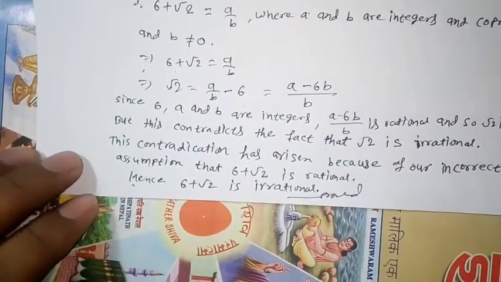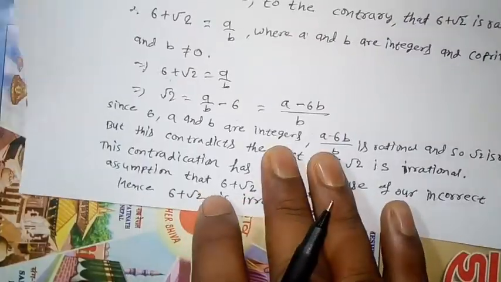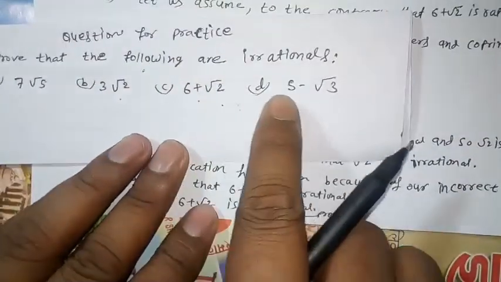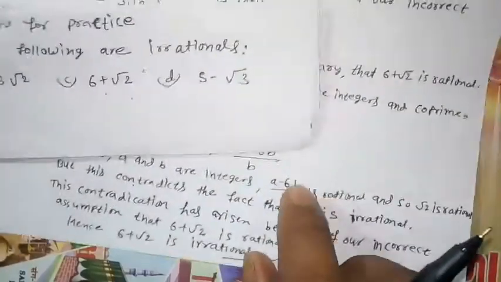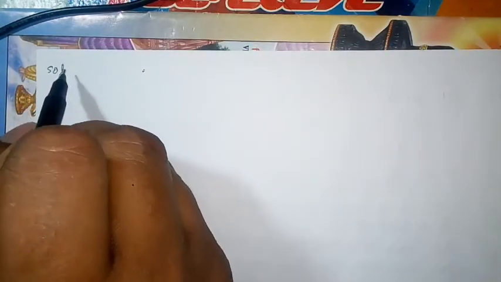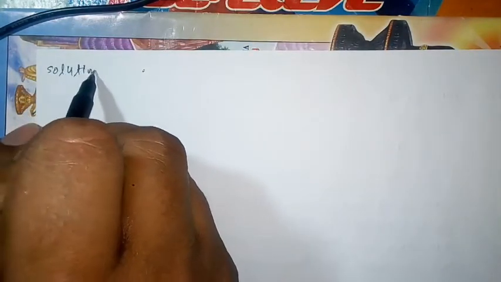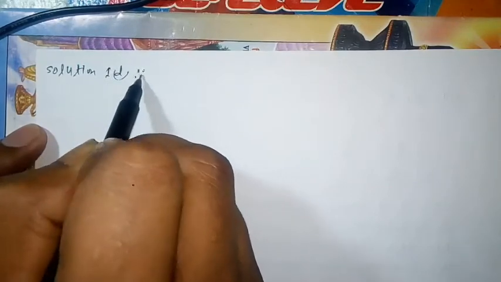Okay, the next, 5 minus root 3, 1d. Solution 1d.